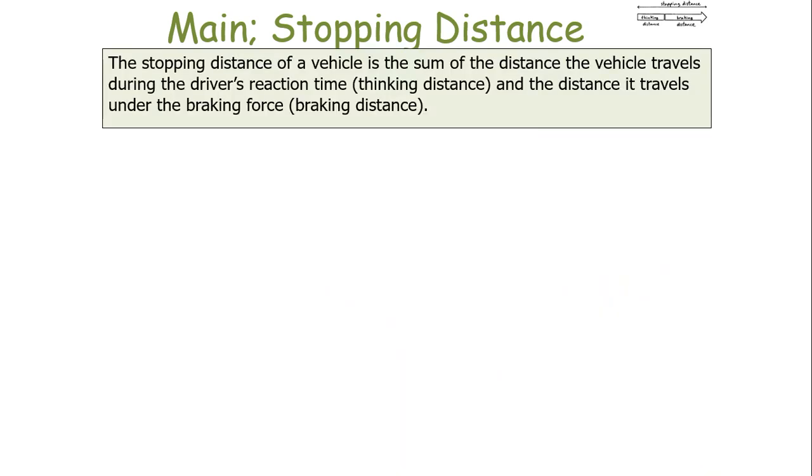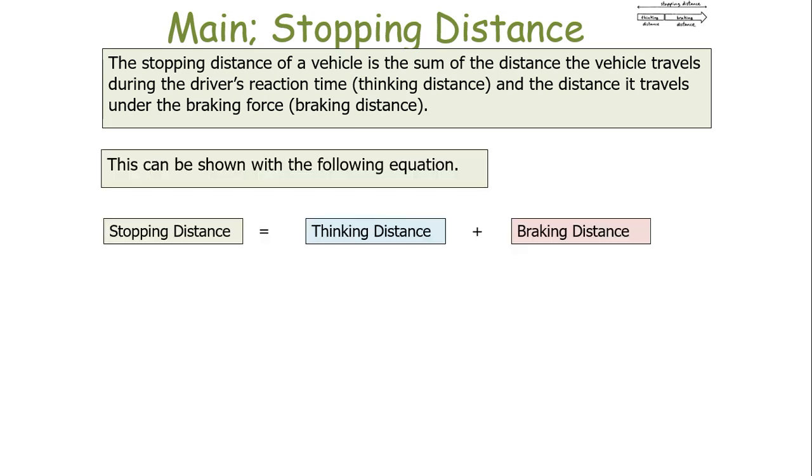So just to clarify, the stopping distance of a vehicle is the sum of the distance the vehicle travels under the driver's reaction time and the distance it travels under the braking force. So this leads us to two particular ideas: the thinking distance and the braking distance. And we can say that stopping distance is equal to thinking distance plus braking distance.